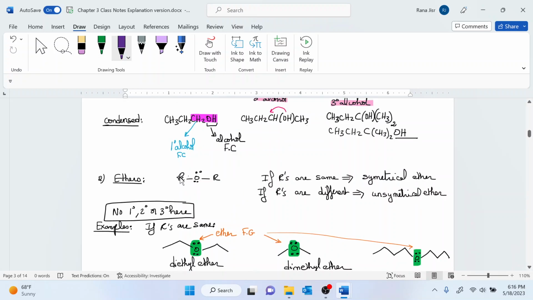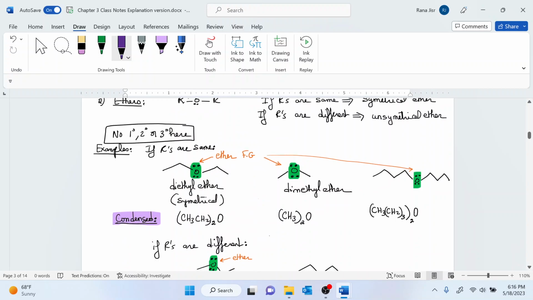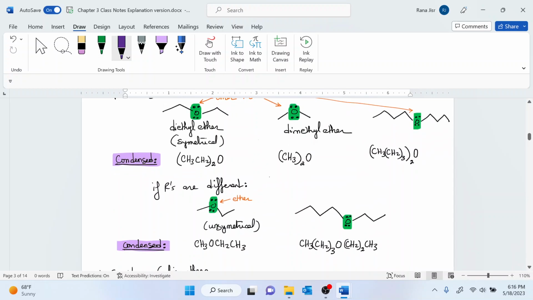Ethers have a general formula of ROR. The oxygen is between two carbons. And the R's can either be the same, that will result in a symmetrical ether, or they can be different, and this is going to be an unsymmetrical ether. Ethers are not classified. So with ethers, I don't have primary, secondary, and tertiary. These are examples of symmetrical ethers and examples of unsymmetrical ethers.